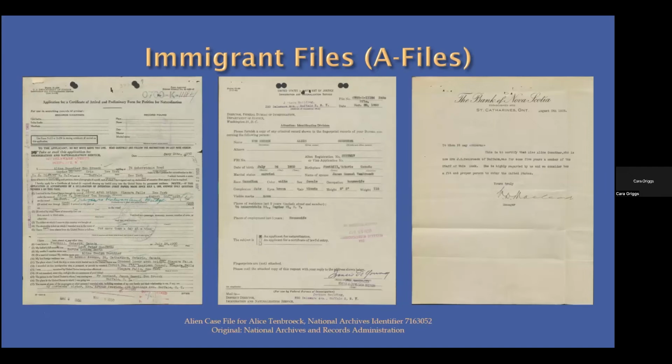And here are just some sample records for Alice Tenbrock from her A file. We have an employment verification from the Bank of Nova Scotia, and some paperwork beginning the naturalization process, including a background check. And I admit I have not quite solved this mystery, but she appears to have naturalized in 1950, meaning that she should have only a C file and not an A file, since the A file should have been consolidated into the C file. But this didn't always happen, so my next step is to try to track down her C file.